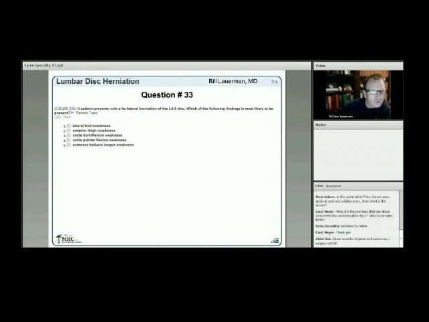A patient presents with a far lateral herniation of the L4-L5 disc. Which of the following findings is most likely to be present?